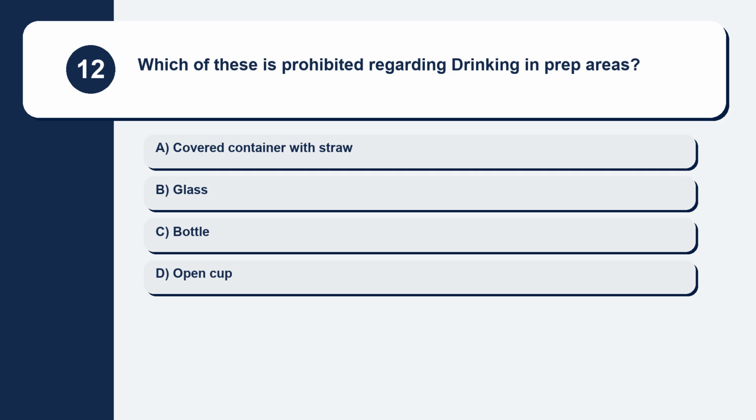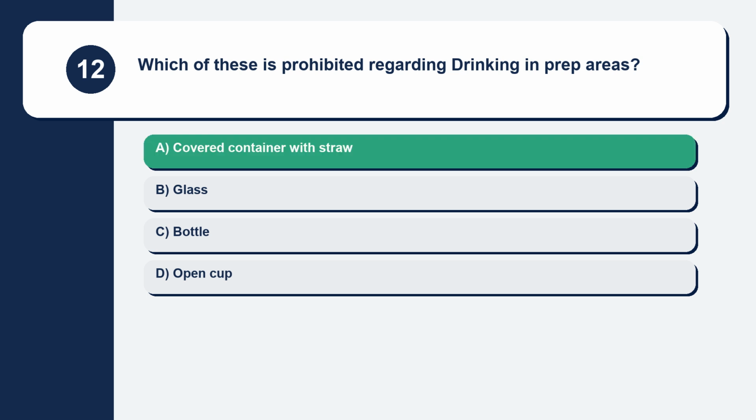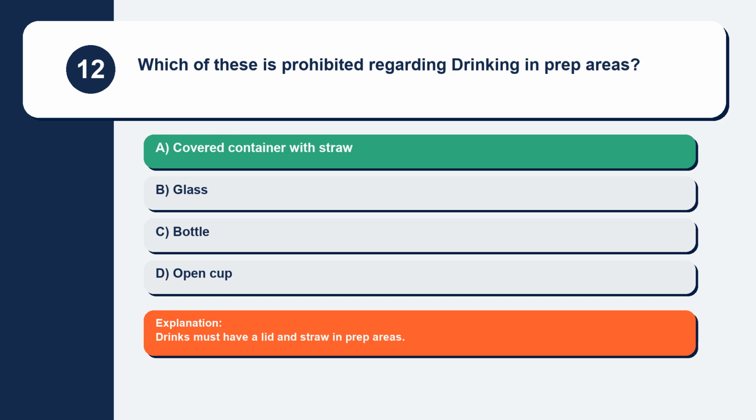Question 12. Which of these is prohibited regarding drinking in prep areas? Covered container with straw, glass, bottle, open cup. Drinks must have a lid and straw in prep areas.